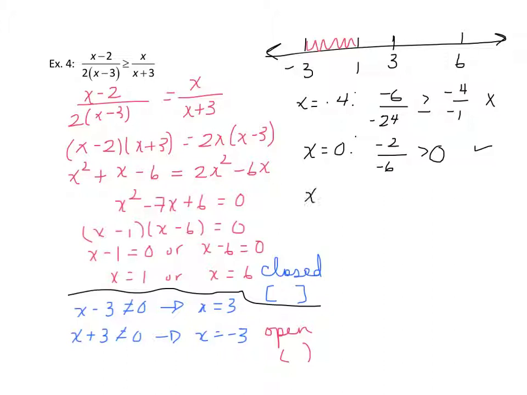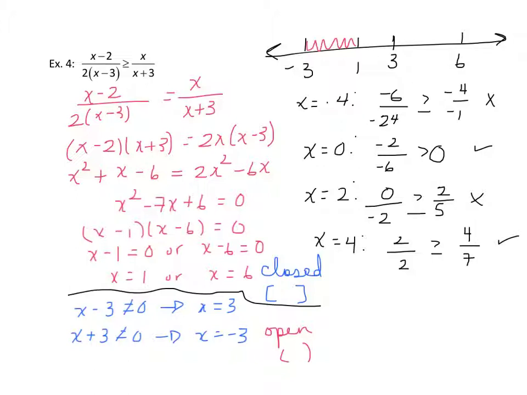Then for between 1 and 3, I'll choose 2. This will be a statement of 0 over negative 2 is greater than or equal to 2/5, which is not true. 2/5 is actually greater than 0. For the next section, between 3 and 6, I'll choose 4. This will give me a statement that 2 over 2 is greater than or equal to 4 over 7, and 1 is greater than 4/7, so I will have shading between 3 and 6.